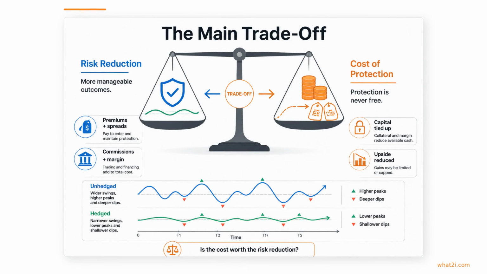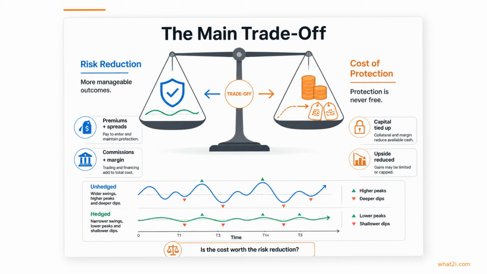The central trade-off in hedging is simple. Better protection usually comes at a cost. Those costs can include option premiums, bid-ask spreads, commissions, financing expenses, or margin requirements. Capital may also be tied up in the hedge, which reduces flexibility elsewhere in the portfolio. Just as importantly, a hedge often reduces upside, because the same protection that softens losses can dampen gains when markets rise. That does not make hedging a bad idea, it just means it should be used intentionally.